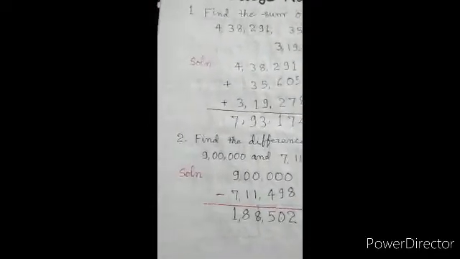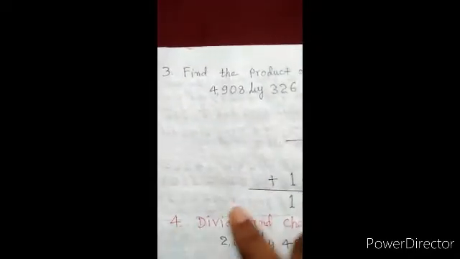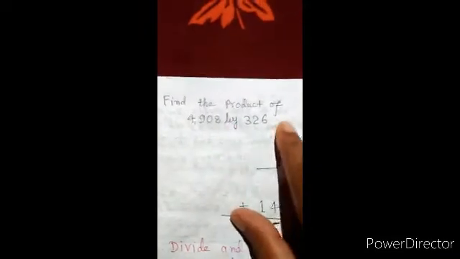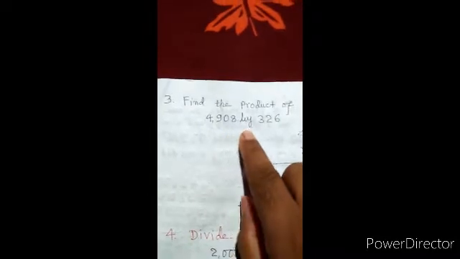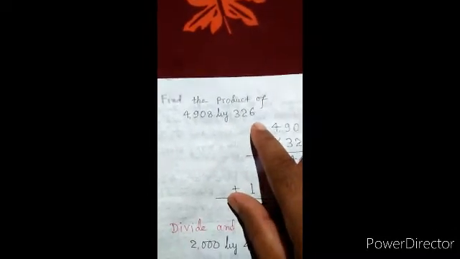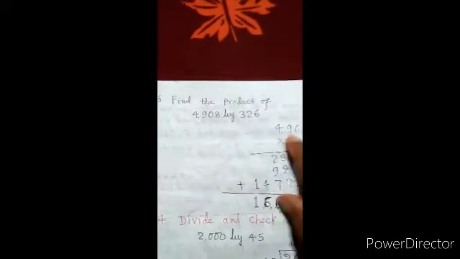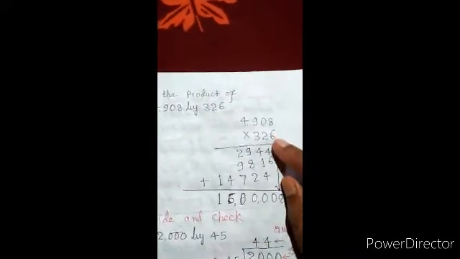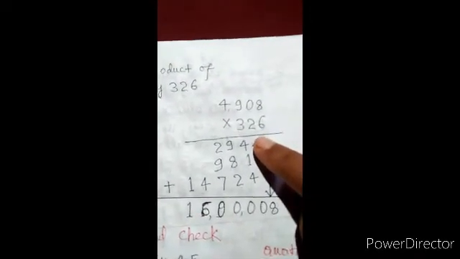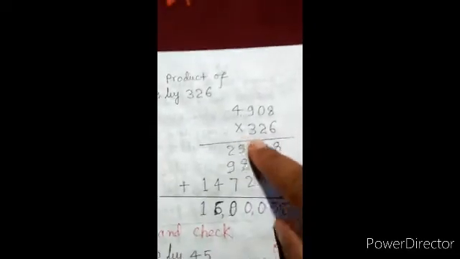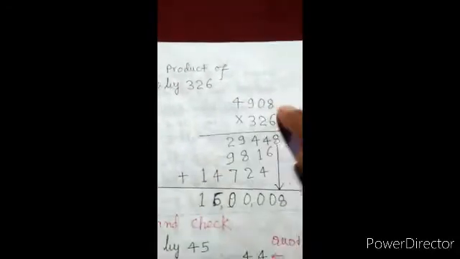Now come to multiplication or product. The question is like this. Find the product of 4,908 by 326. We need to multiply here. The greatest number will be written on the top part, and the smallest, by which we have to multiply, we will write in the bottom and put the multiplication symbol like this. And this 6 will be multiplied by all these 4 digits.